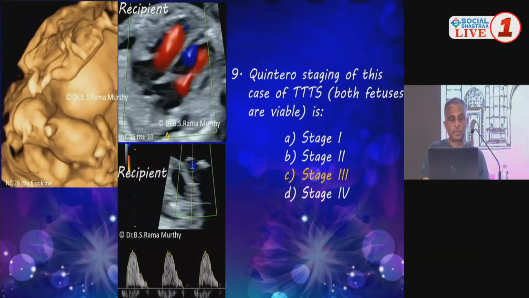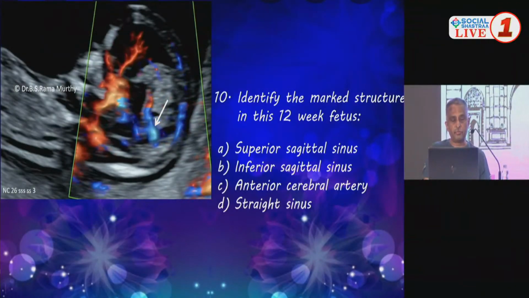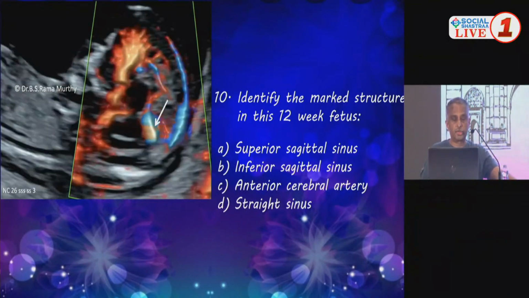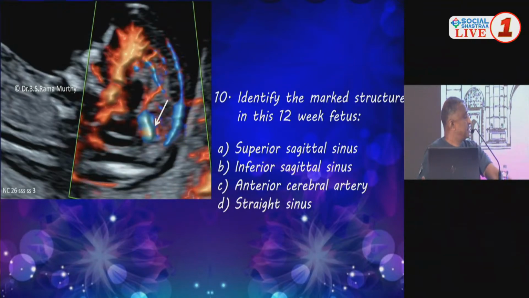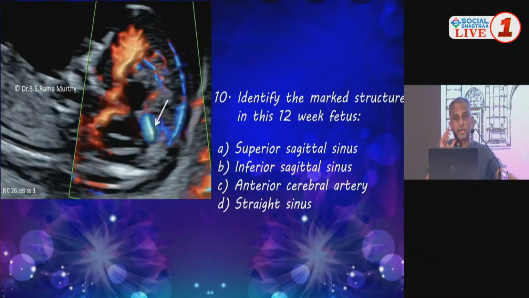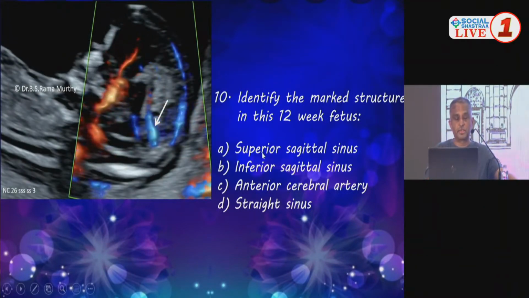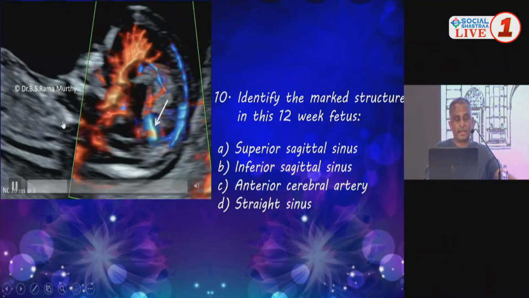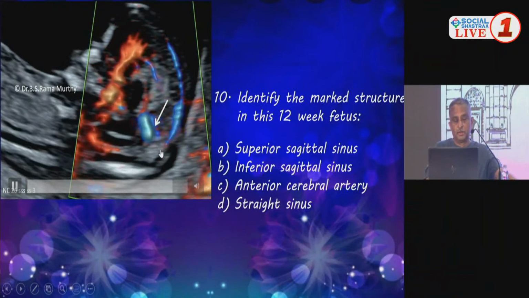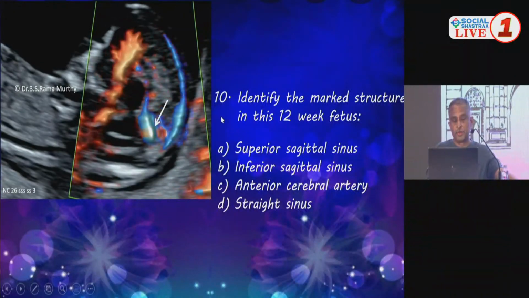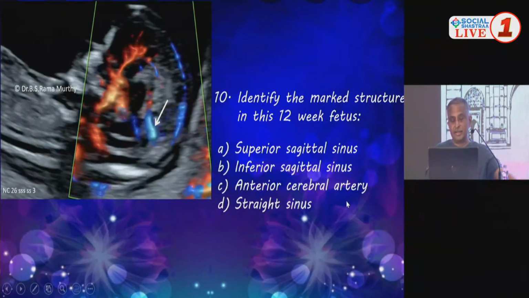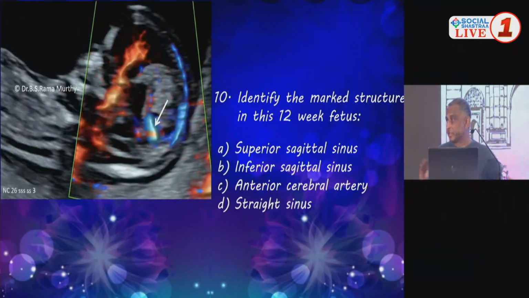And the last question is, identify the marked structure in this 12-week fetus. I've just done slow flow Doppler of the cranium of the 12-week fetus. This is the head, this is the neck, this is the thorax, and I've marked one vessel here. The question is, you've got to identify this vessel. Superior sagittal sinus, inferior sagittal sinus, anterior cerebral artery, straight sinus. Your time starts now.